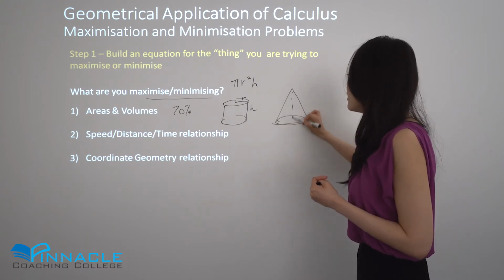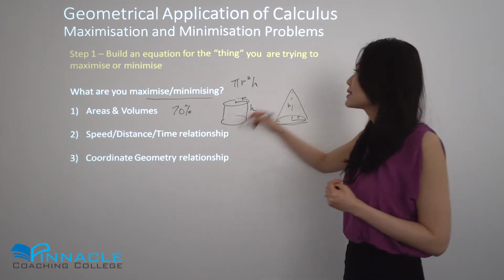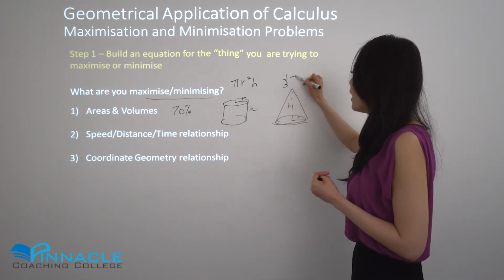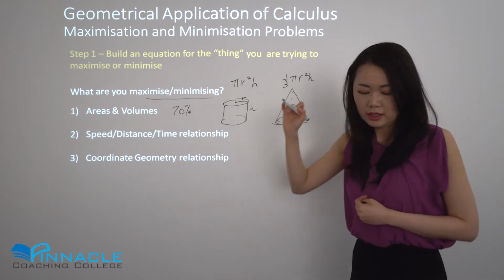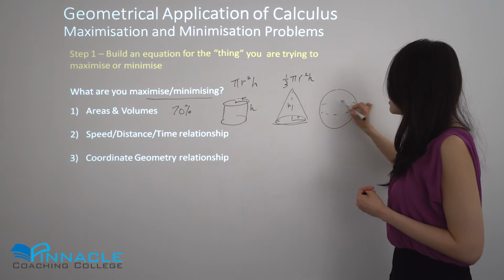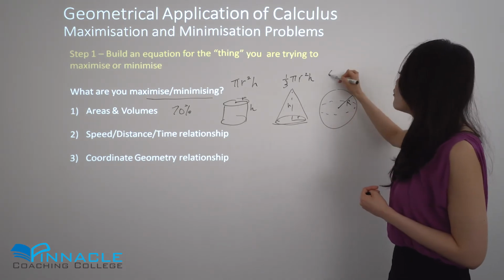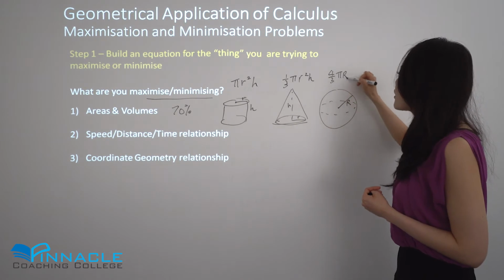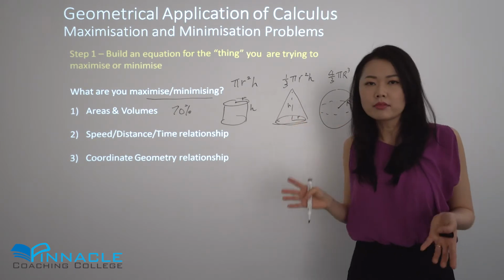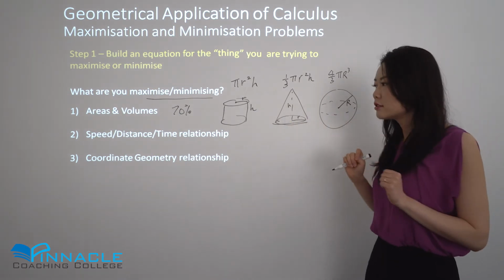Okay? Now, the easy way to remember cones is always a third of the cylinder. So a third pi r squared h. And then finally, the sphere. Let's say it has a radius of big R. 4 on 3 pi r cubed. Okay, so those are the common ones that get examined. So I'll show you the formulas here in case you need to use them.